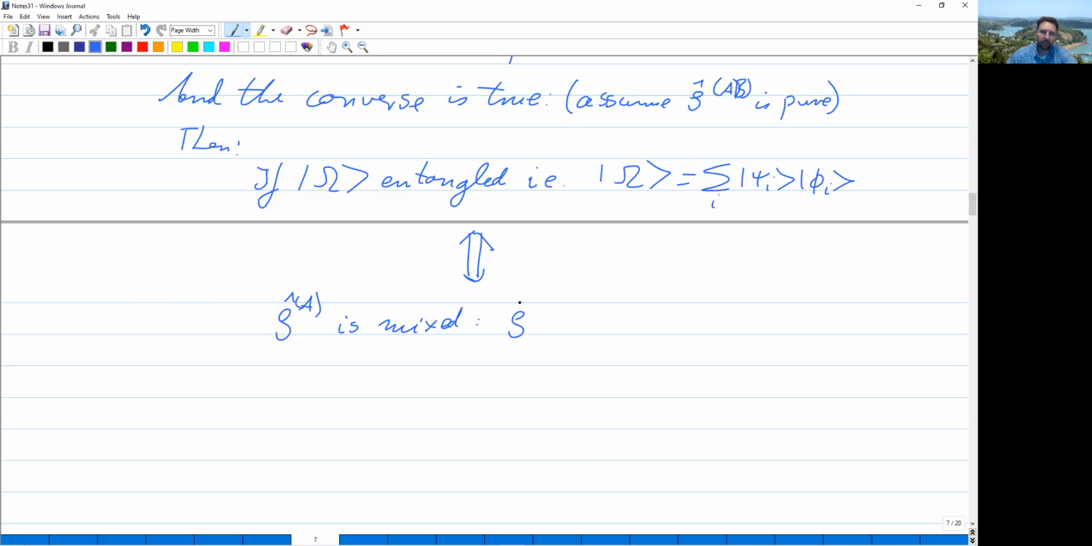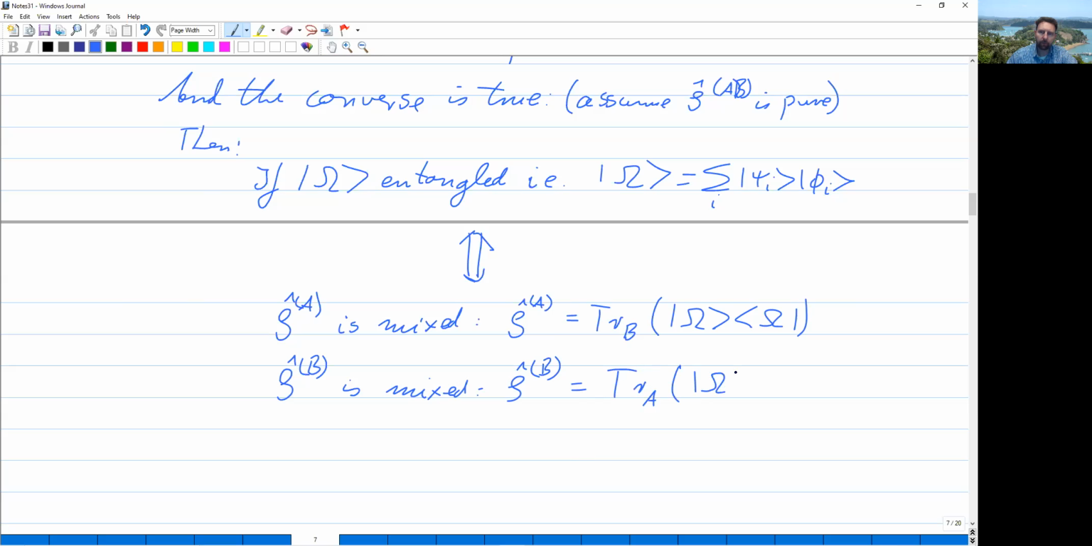Namely, what is rho hat A? Rho hat A is equal to the trace over B of omega omega. And also the state of the second subsystem is mixed. And you can, of course, remember what the density matrix is, trace over A of omega omega.